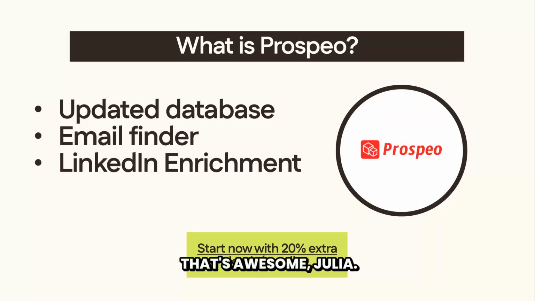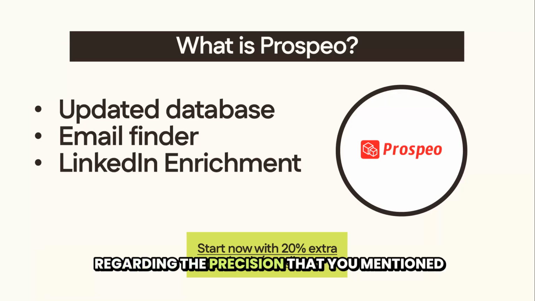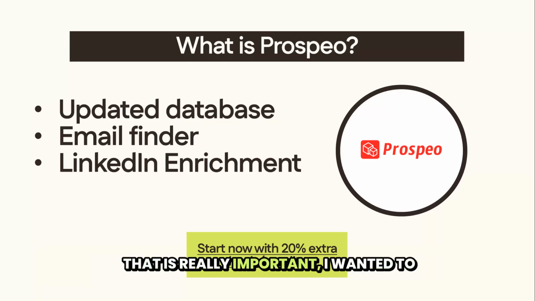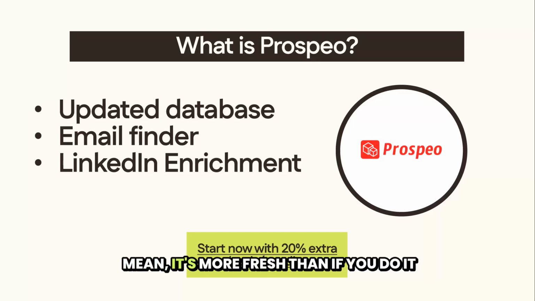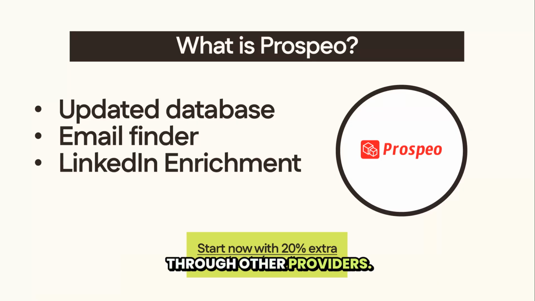That's awesome, Julia. Regarding the precision that you mentioned, that is really important. I wanted to highlight that when you are enriching, for instance, a LinkedIn profile using the Prospero API, you get the data in real time. It's fresher than if you do it through other providers. That's correct, Julia, right?